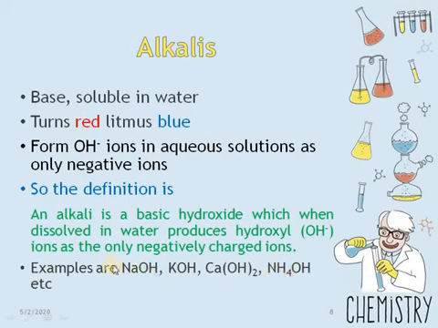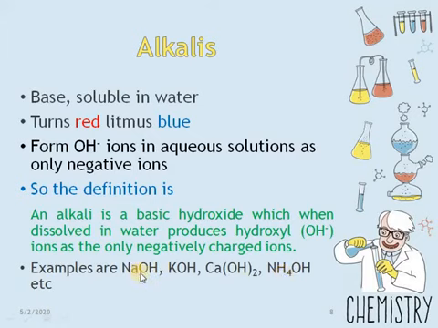Sodium hydroxide is also called caustic soda, potassium hydroxide is also called caustic potash, and calcium hydroxide is also called slaked lime. Now these first three are strong alkalis, and this ammonium hydroxide is the weak alkali.